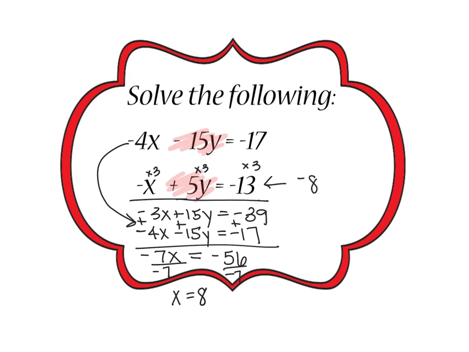I'm going to plug that back in to the second equation, and I get negative 8 plus 5y equals negative 13. I can add 8 to both sides. I get 5y equals negative 5, and when I divide, y equals negative 1.